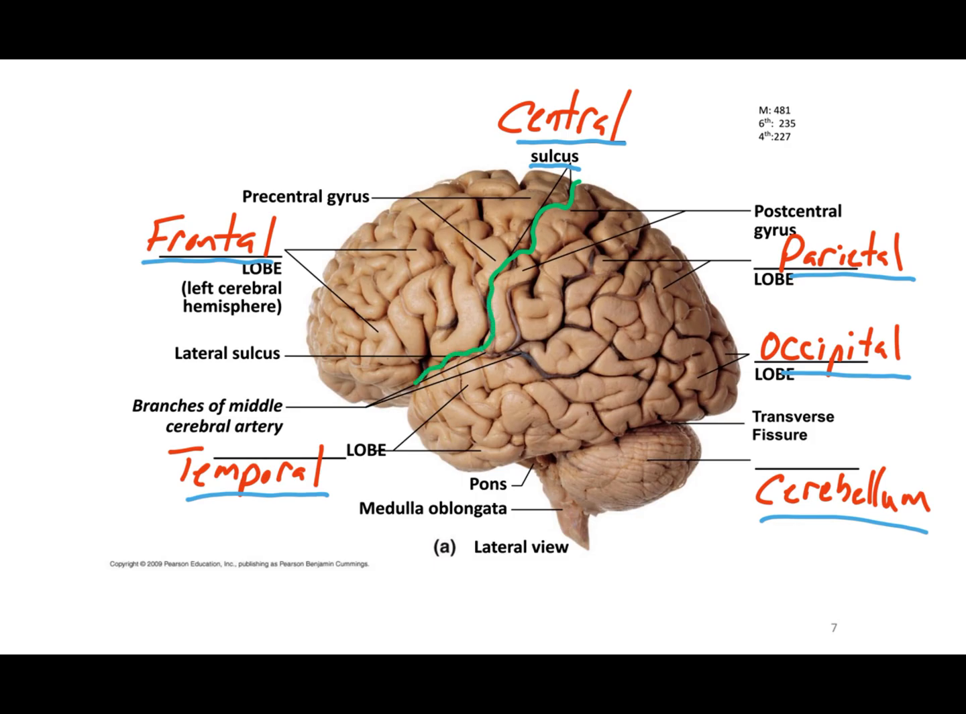A lot of the squiggles that you see elsewhere are not set from one person to the next, but you typically see the central sulcus in all human brains. And it divides the frontal lobe, right? We have the whole frontal here, and that parietal lobe behind it on that side.